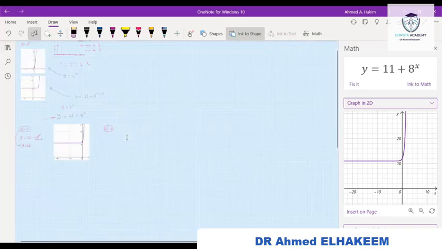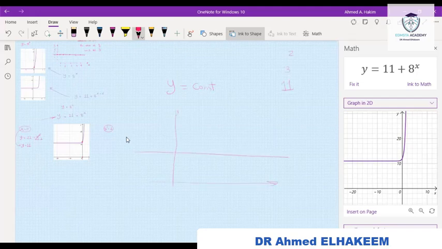What I want you to know, in summary, is that if I say y equals a constant, this is 11, 3, 2, 1, anything, the drawing will be like that. We proved it. This is the constant 3, 11, anything.